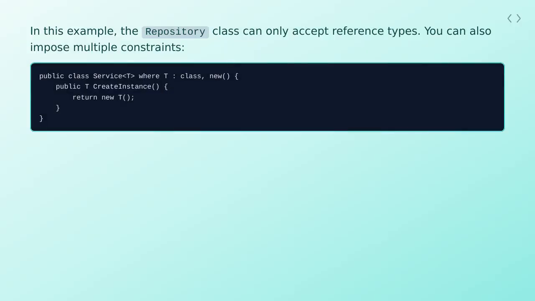In this example, the repository class can only accept reference types. You can also impose multiple constraints. Review the class shown on screen and how its members are organized.